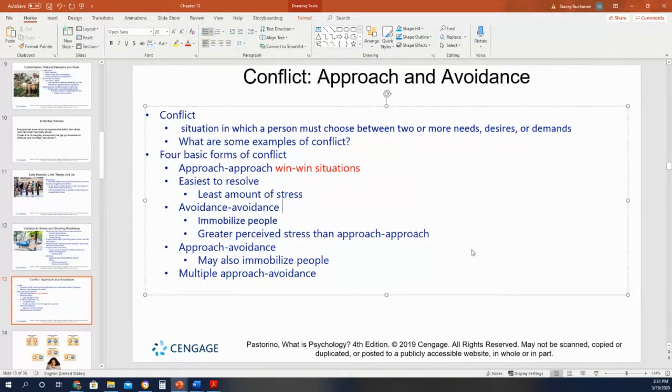Sorry, the avoidance. These are lose-lose situations. These are choosing between two different things that you do not want to choose between. Do you study for your math exam or study for your psych exam? You probably don't want to do either. So they immobilize you. You tend to do neither of these.